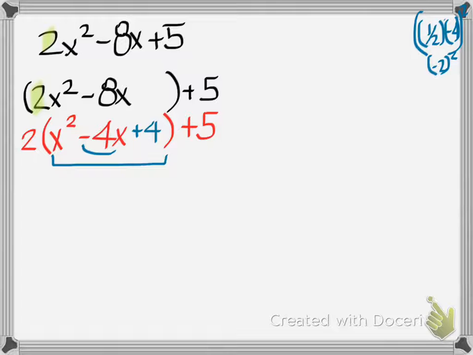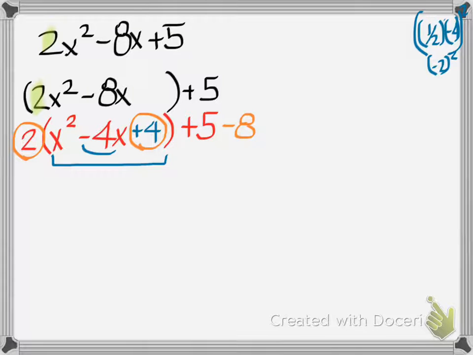Now we're going to take that same number we just used to complete the square, which is the 4, and the 2 here, and multiply them, because remember, this is 2 times everything inside the parentheses. So 2 times positive 4 is positive 8. And we want to take the opposite of that, negative 8, on this side so that we do not change the value of the equation.